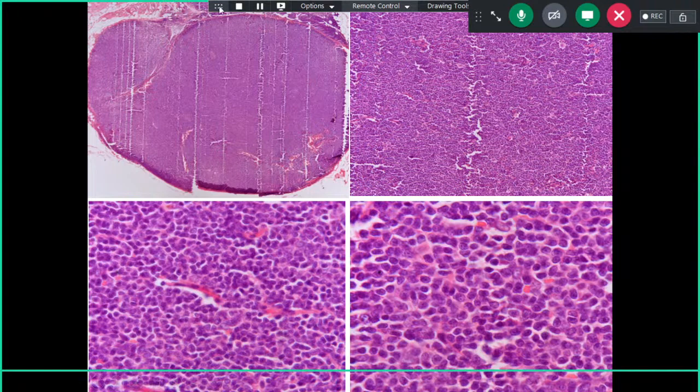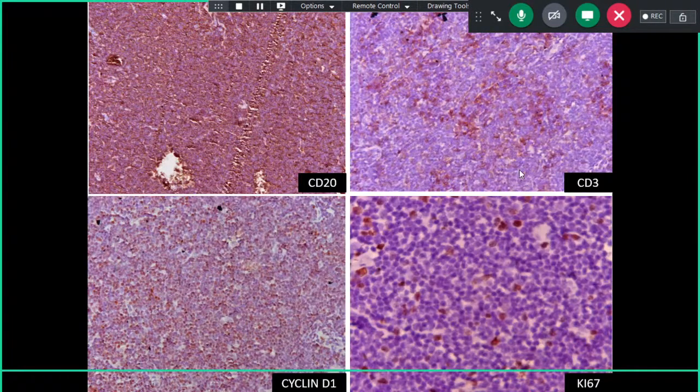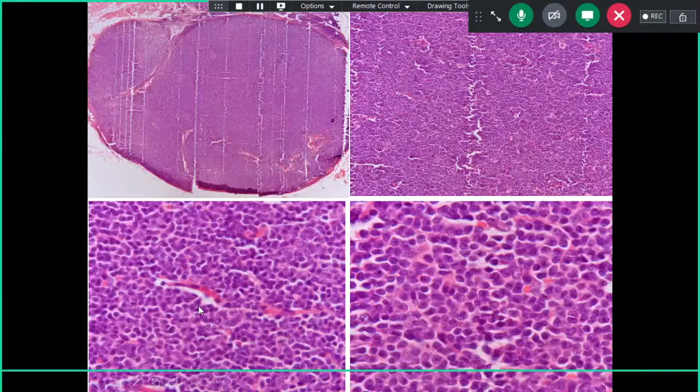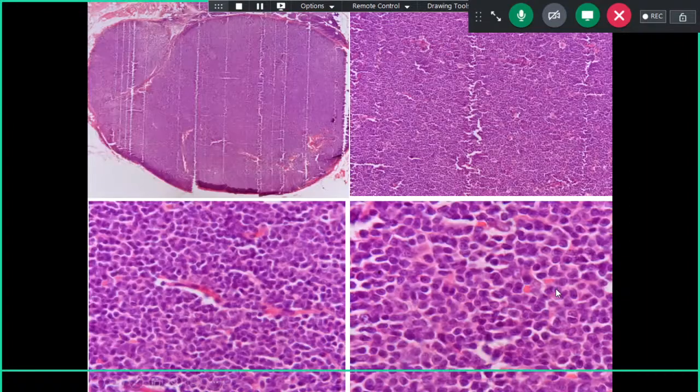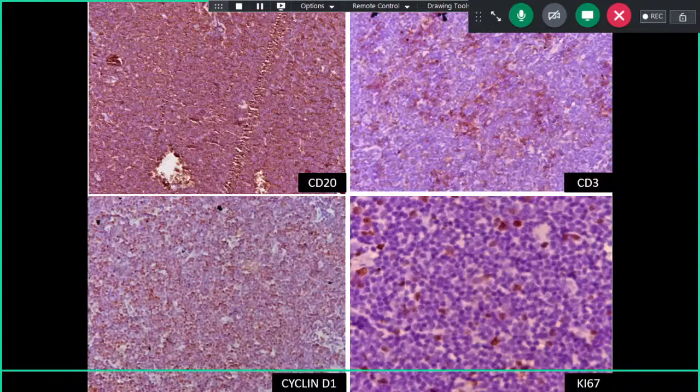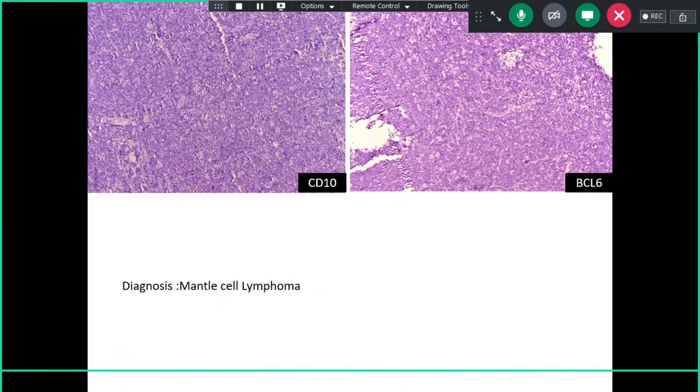Another case, complete effacement of the architecture, you can see, and a very monomorphic, regular population of cells, CD20 positive, cyclin D1 diffusely positive. In the last picture it was some nodular appearance but mantle. Here it is a diffuse appearance, again mantle. So mostly a follicular pattern is for follicular lymphoma, but others can present that way. You have to do immunophenotyping. In lymphoma, immunophenotyping and your molecular workup are very crucial. So the diagnosis, CD10 BCL6 again negative, again a mantle cell lymphoma.